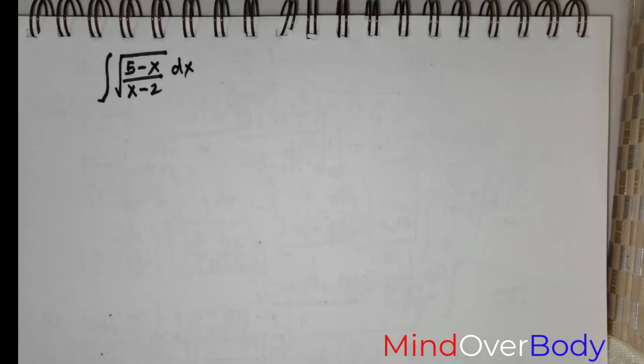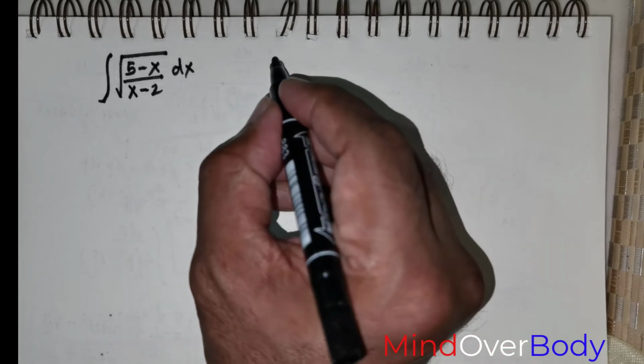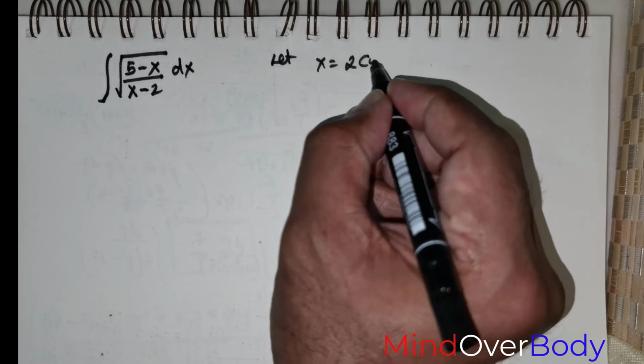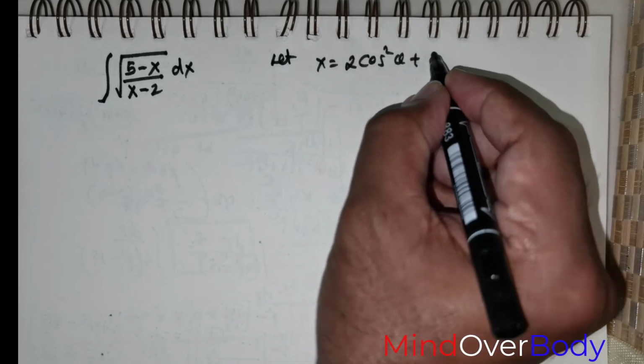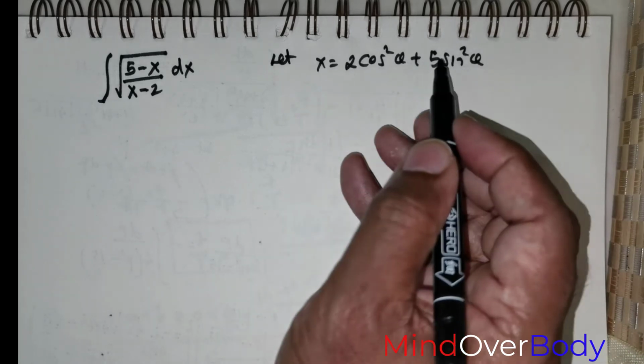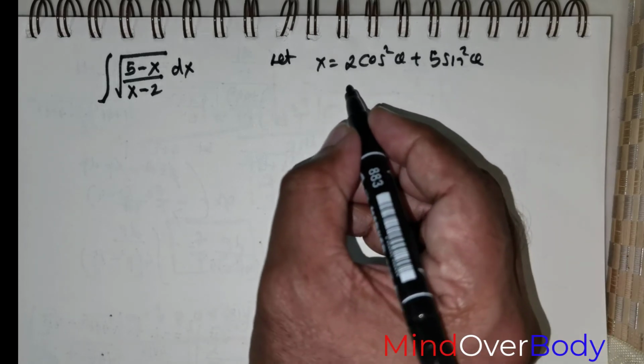So let's do that. We have been given this question and are expected to solve it. Now what I would do is let x be equal to 2 times cos square theta plus 5 times sine square theta. Of course you are free to interchange the positions of 2 and 5, but I'm just taking it like this.